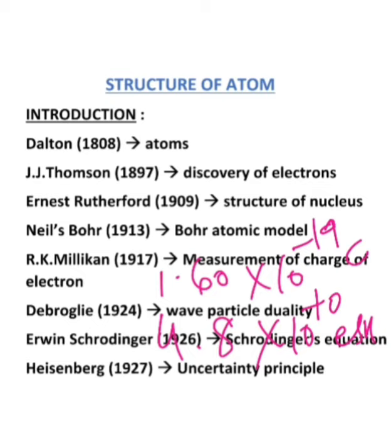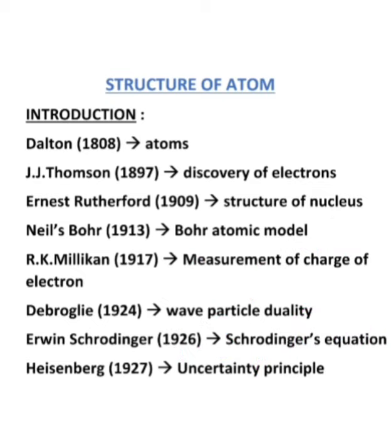Then in the year 1924, de Broglie came forward, and he gave the concept of wave particle duality. Then in 1926, Schrodinger proposed his Schrodinger's equation, which was found to be the basis for quantum mechanics. It was a very important equation. After that came Heisenberg in 1927. He gave his principle known as the uncertainty principle. These were the very important discoveries which help us understand the structure of atom in more and more detail and to get clarity on it.